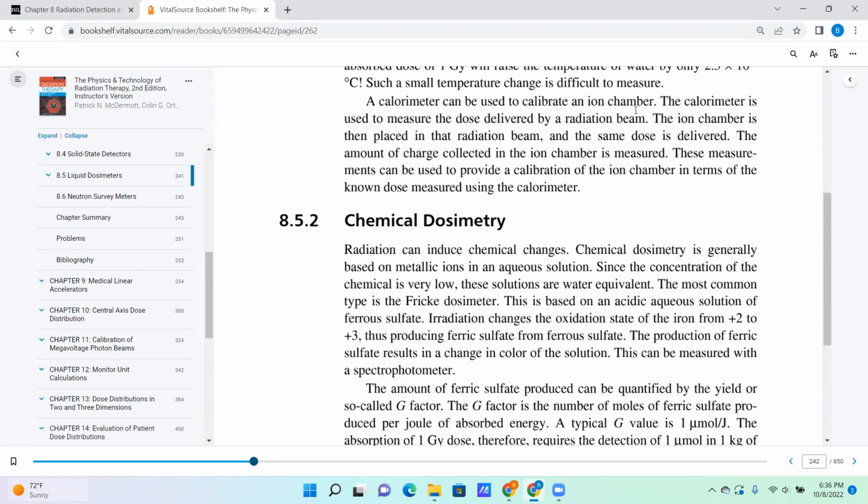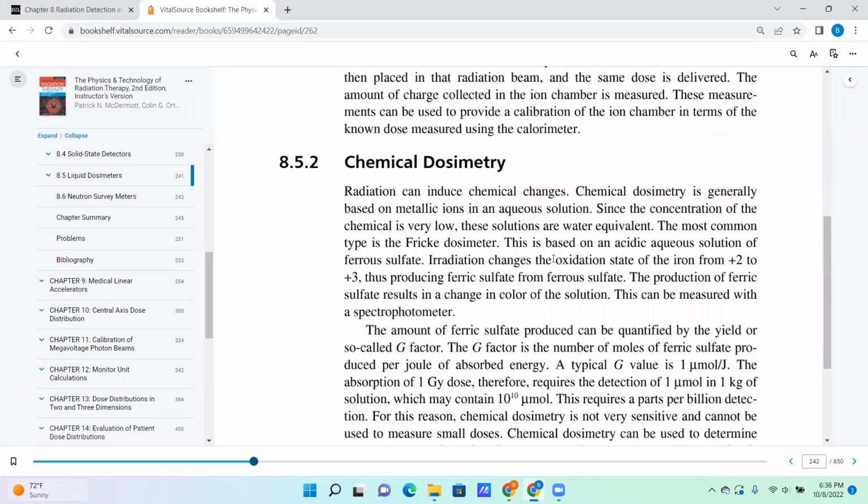A calorimeter can be used to calibrate an ion chamber. The calorimeter is used to measure the dose delivered by a radiation beam. The ion chamber is then placed in that radiation beam, and the same dose is delivered. The amount of charge collected in the ion chamber is measured. The measurements can be used to provide a calibration of the ion chamber in terms of the known dose measured using the calorimeter.